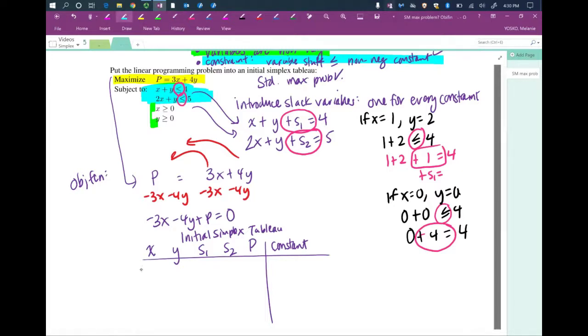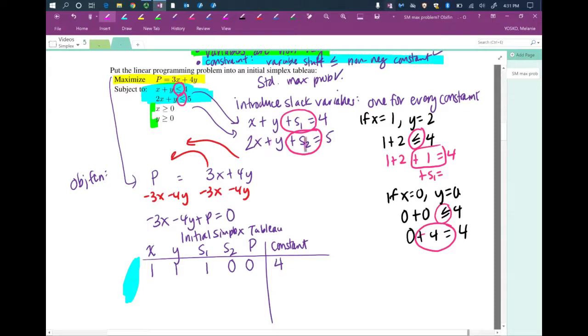So the constraint stuff is going to go in the top. So we rewrote the constraints, the inequalities, as equations. So we get 1, 1, taking the coefficients of these, 1x plus 1y, plus 1s1, so we're going to get a 1 right here. Notice there are no more variables here, right? So there's no s2 and there's no p. So we get 0, 0. Our constant is 4.